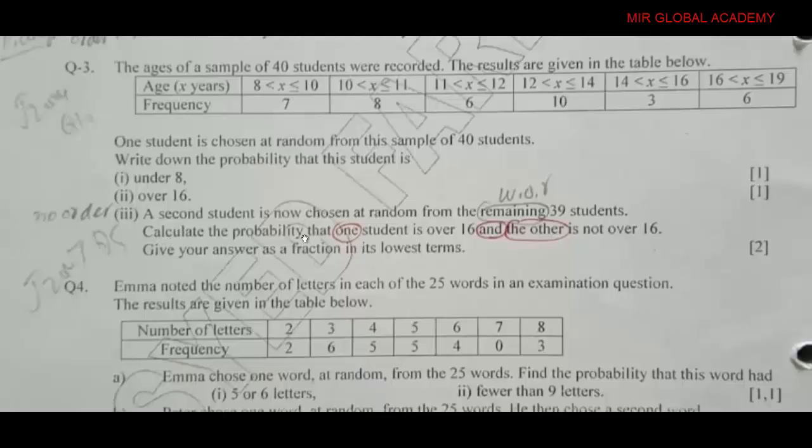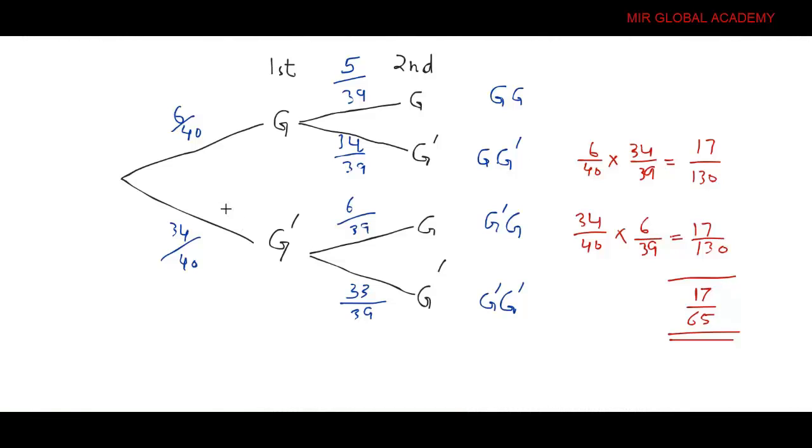Now we have to calculate the probability that one student is over 16 and the other is not over 16. That is, the first is in the group and the second is not in the group. As we have two paths or two options in which one is from the group and the second is not in the group, these are these two, and we are just finding both of them. When we have two different paths, we have to add the probabilities. So just adding these two will give us the answer 17 over 65.